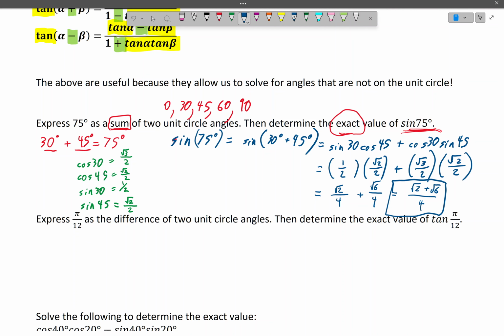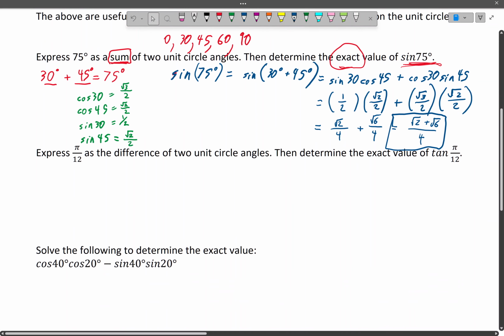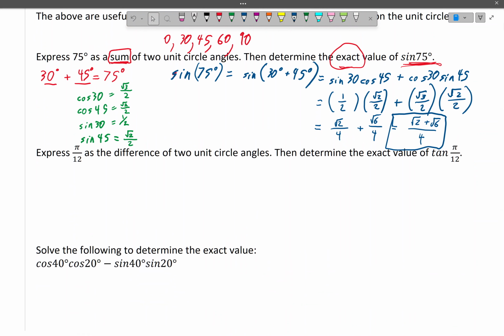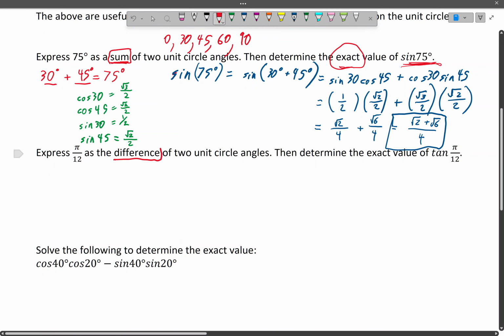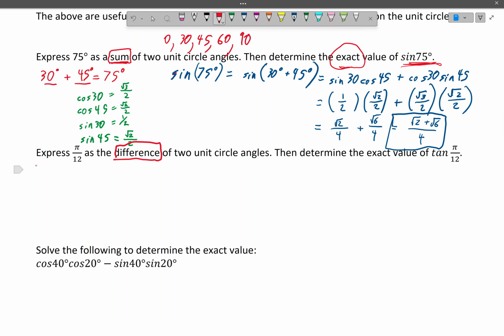Okay, so again, we can solve these that are not on the unit circle and get exact values. So go ahead, pause the video now, and try the next example, which is basically the same except in radians. Try it out right now. Okay, so similar sort of idea, except this time it says a difference of two unit circle things.